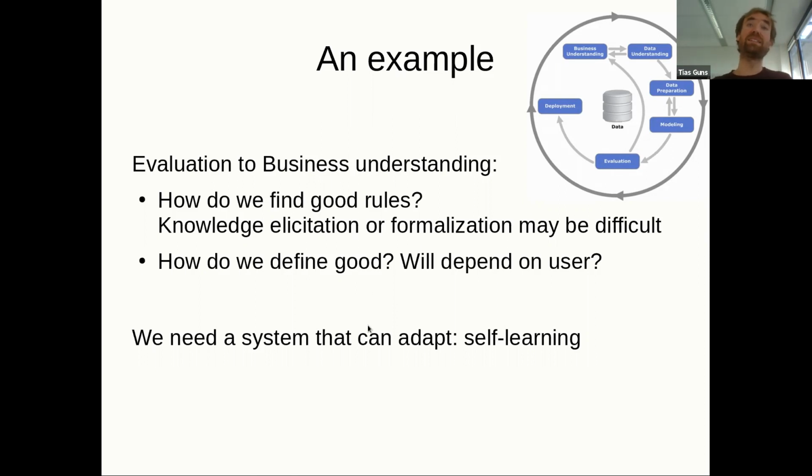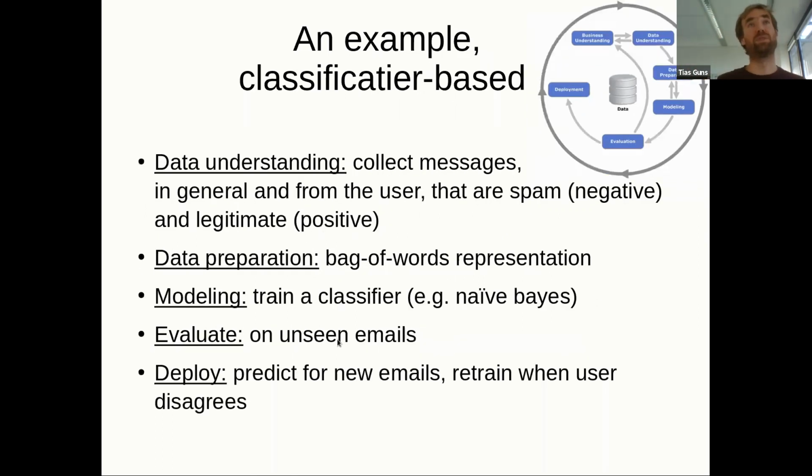So what we actually need is not just a system that decides the same thing for everybody, but a system that adapts, that learns, also based on the feedback from the user. All right, so let's use a classifier to do this. So the data understanding: we have to get messages, both spam messages, the negatives, and legitimate messages, the positives. I swapped the labels here.